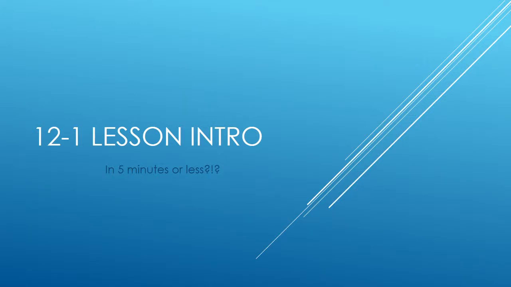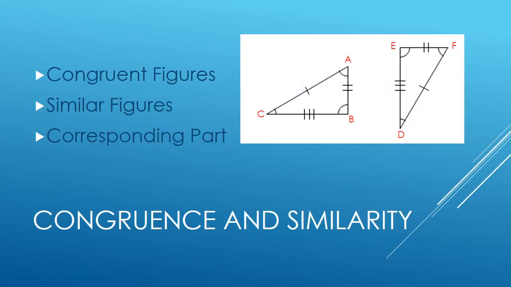You are watching 12-1 Lesson Intro in 5 minutes or less. The first major thing that we're going to look at is congruence and similarity. Congruent figures are figures that have the same measures for their sides and their angles. Similar figures only have the same measure for their angles. One way of thinking of this is congruent figures have the same shape and the same size, while similar figures only have the same shape.